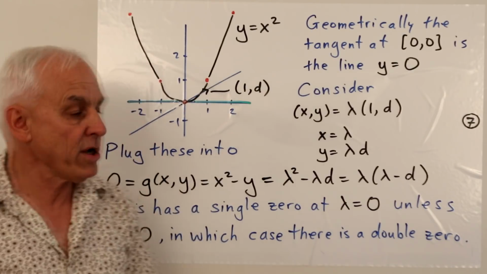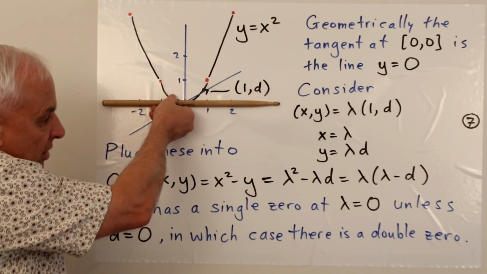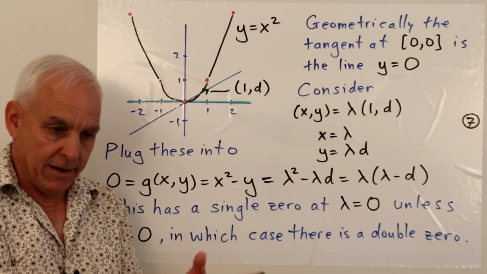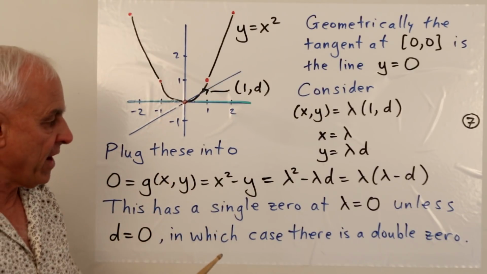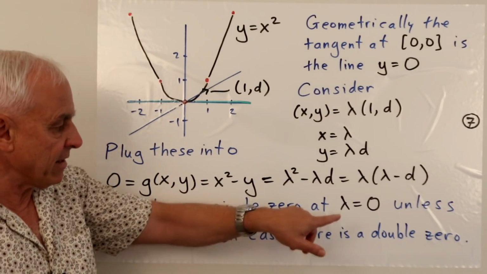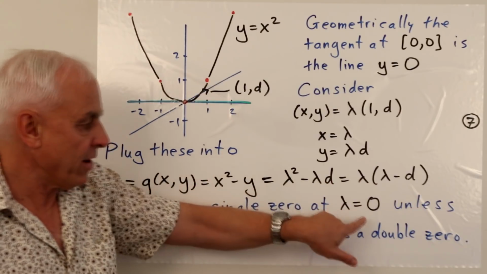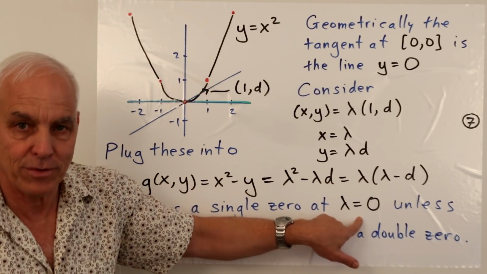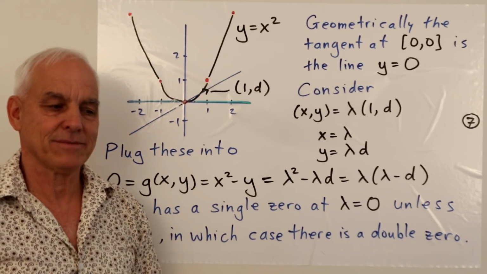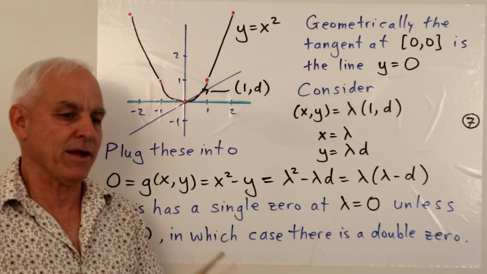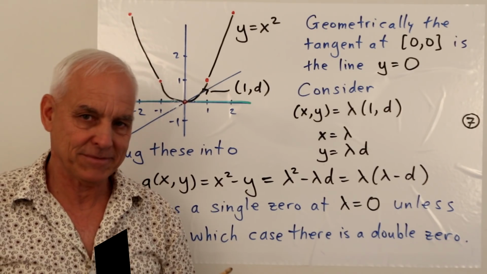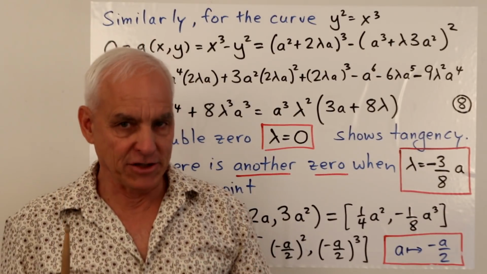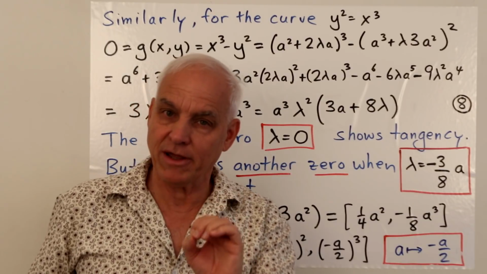Okay? So the point is that the horizontal case is algebraically captured by this condition of the intersection being given by a double zero rather than a single zero. That's an algebraic way of capturing what tangency is in a relatively simple example. And now let's do a similar analysis with the semi-cubical parabola case.